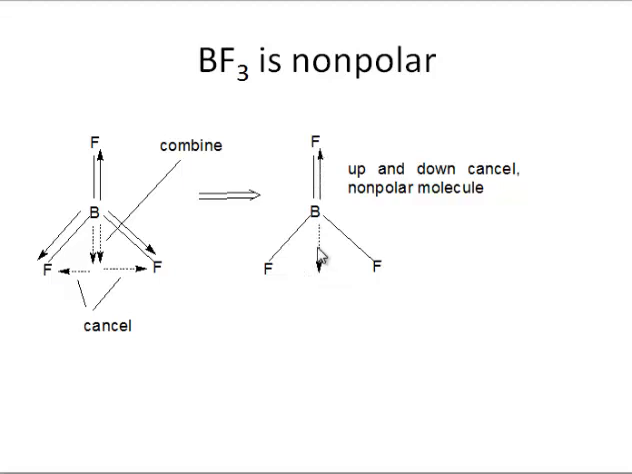That and the one pointing up cancel each other, so this molecule as a whole is nonpolar, even though it had 3 polar bonds. And note again that the bond polarities point toward the fluorine. Fluorine is more electronegative than boron. But again, the molecule itself has no positive and negative ends because the dipoles cancel.